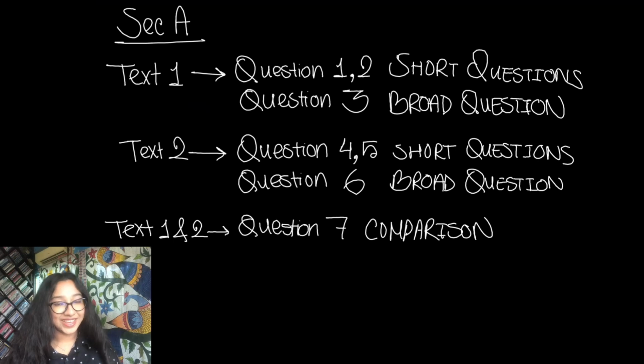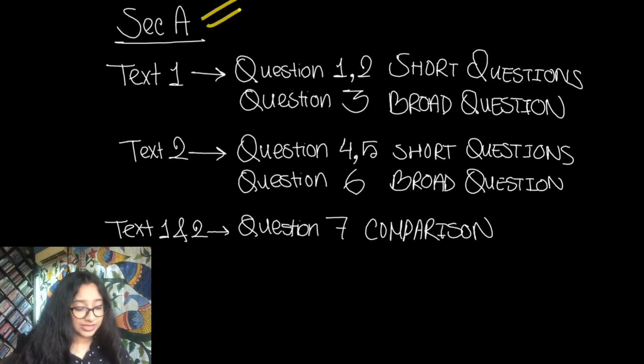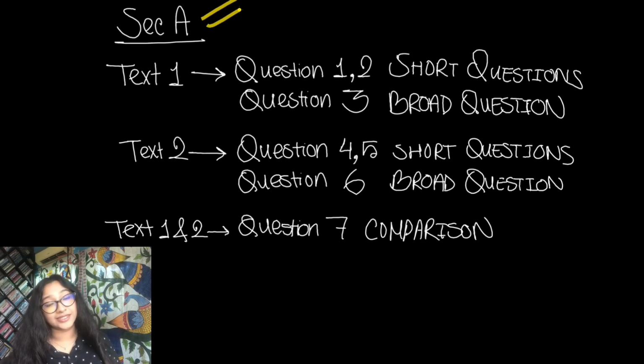So, Section A. Section A will give you 2 texts, text 1 and text 2. There will be 3 questions from text 1, question 1, 2 and 3, and there will be 3 questions from text 2, question 4, 5 and 6. And question 7 is going to refer to both texts, and it's going to be a comparison type question. We have to compare text 1 and text 2.